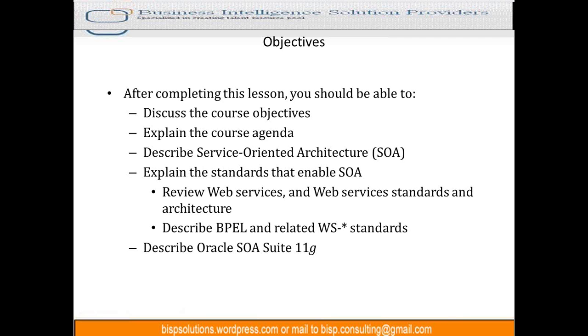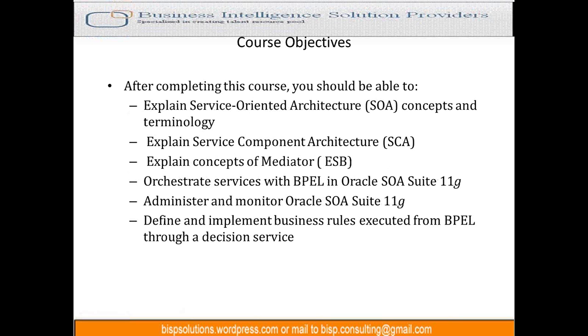After completion of this course, you will be able to explain what service oriented architecture concepts are. You will be very thorough with what SCA is and why SCA is, and throughout the training I will put a lot of emphasis on the question why: why these things are there, and why you should use SOA. You will also get a very clear understanding of mediators, which were previously called ESB, then people.